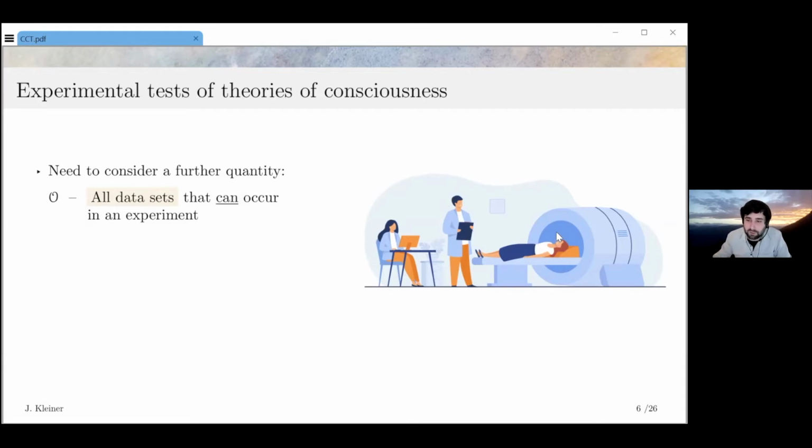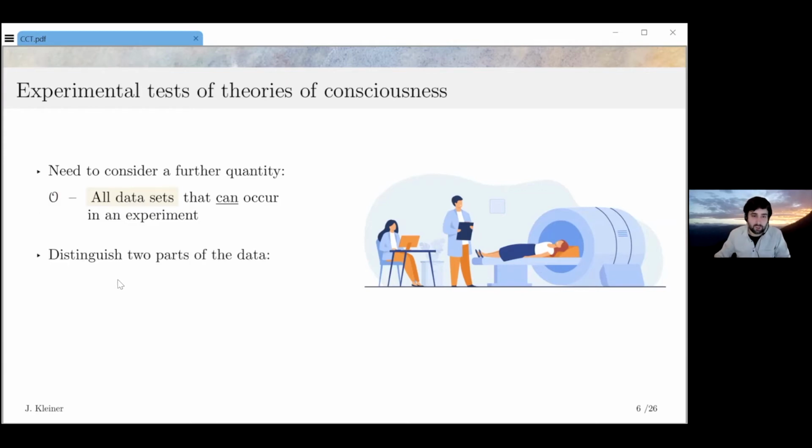So, for example, the person here could see a screen and would report, I'm seeing green or red, or the person would report something about him or her being tired or dizzy. We collect the report, and we collect the data about the internal measurement, and that is one data set together. All that could occur in an experiment will be denoted by curly O.